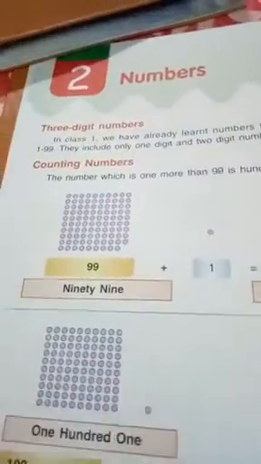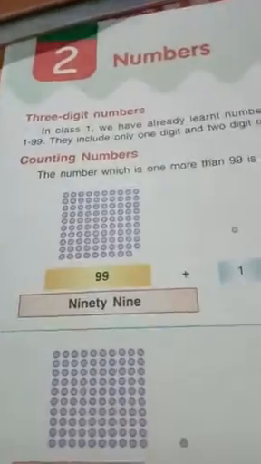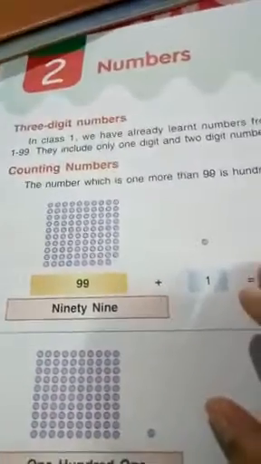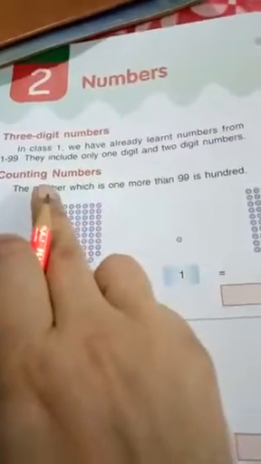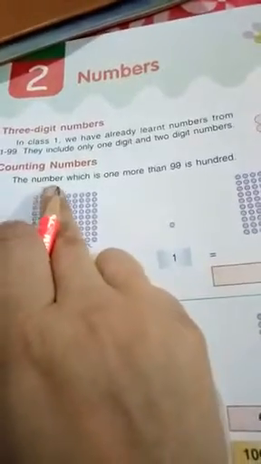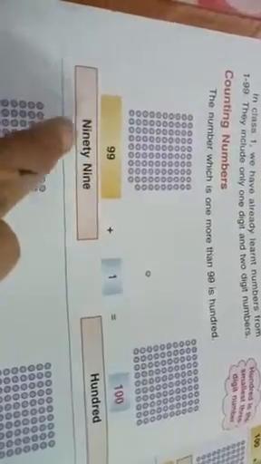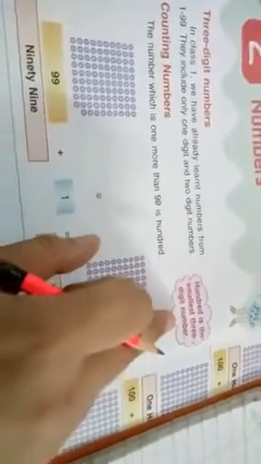In class 1, you have already read one digit numbers, that is single digit numbers, and two digit numbers. So today in this class we'll start with 3 digit numbers. 3 digit numbers start from 100. We have read till 99. Plus 1 is equal to 100. So 100 is the smallest 3 digit number.